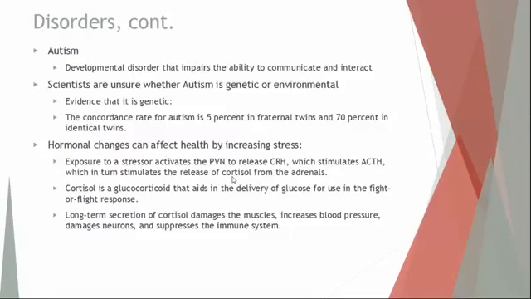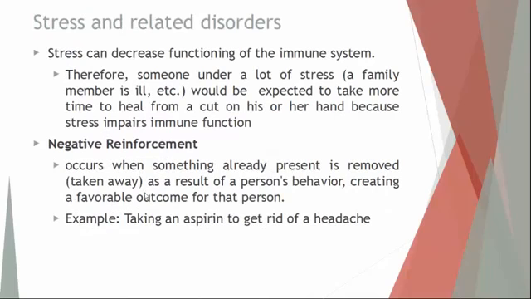So cortisol belongs in a class of hormones called glucocorticoids because they affect glucose, where the glucose part comes in, and they're from the cortex of the adrenal glands. That's why they're glucocorticoids. Now, long-term secretion of cortisol can have very damaging effects to muscles. It can increase blood pressure, it can damage neurons, and even suppress the immune system. It is true when people say that stress can kill you, because it can very easily do so. And one of the big reasons why that is because it can decrease the functionality of your immune system.